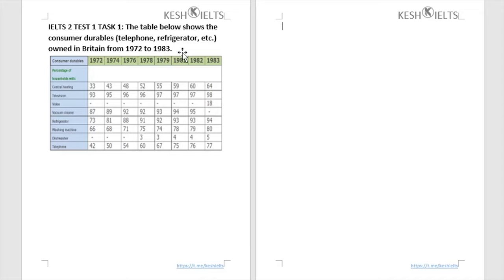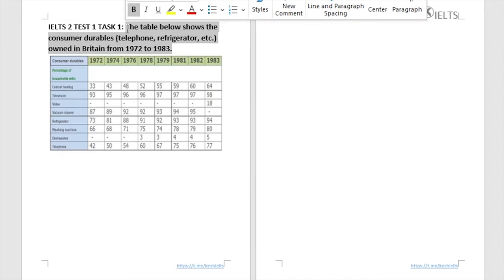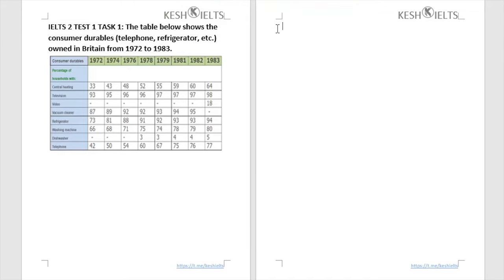The first thing I'm going to do is to paraphrase this part, because that's what we are supposed to do in Task 1, and it's going to be a real simple one. It's really easy to do that. All you have to do is just to paraphrase words, and then give some additional information somehow.